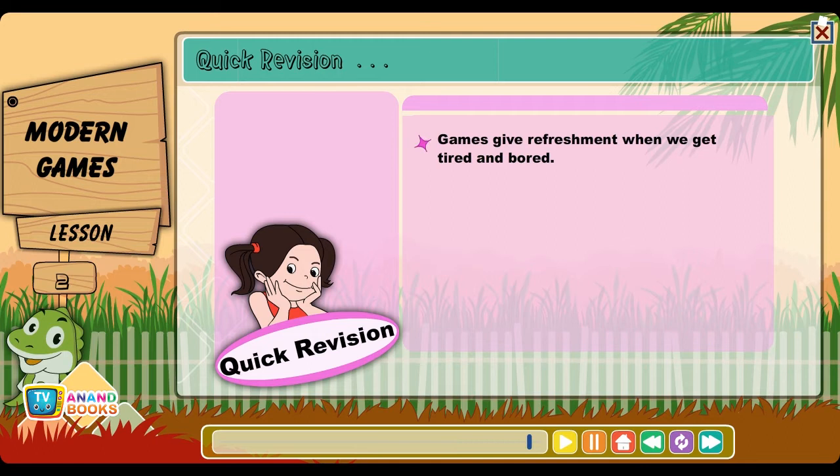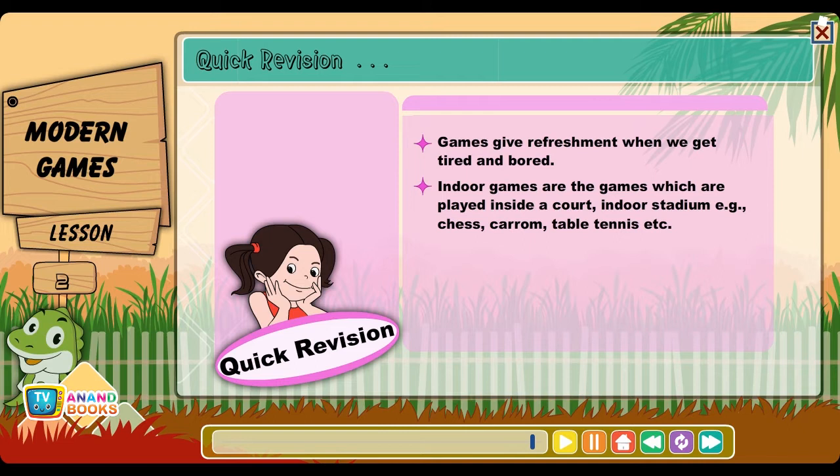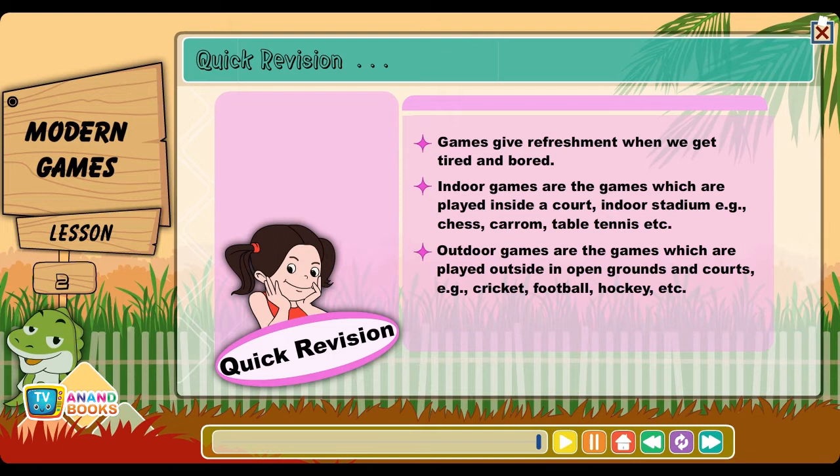Quick revision. Games give refreshment when we get tired and bored. Indoor games are the games which are played inside a court, indoor stadium, for example, chess, carrom, table tennis, etc. Outdoor games are the games which are played outside in the open grounds and courts. Example, cricket, football, hockey, etc.